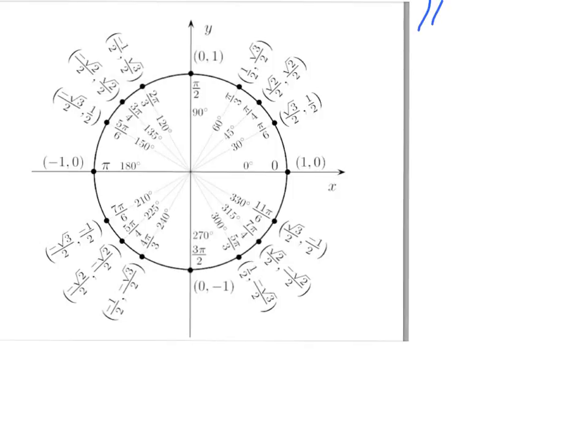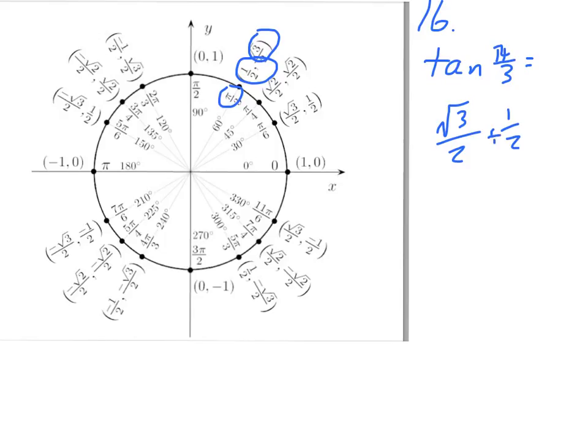Okay, 16 is using the unit circle, so it's a bunch of ratios. The first one is tangent of pi over 3. Well, tangent, remember, is y over x. So y over x for pi over 3, here's pi over 3. That's y over x, so that's root 3 over 2 divided by 1/2.